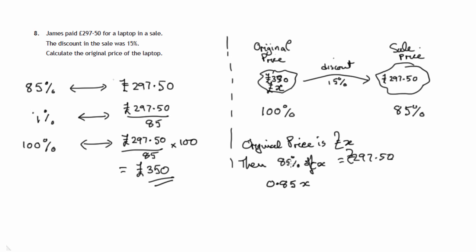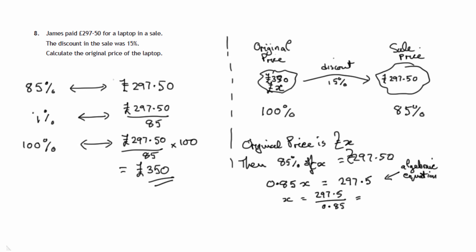Remember, percent is just divide by 100, 85 hundredths. That's what 0.85 is. So 0.85 times X is equal to £297.50, or 297.5. And this is an algebraic equation. And if you're fine with solving little equations like this, you'll know to divide both sides by 0.85. So now the question is, if we do this, do we get 350?